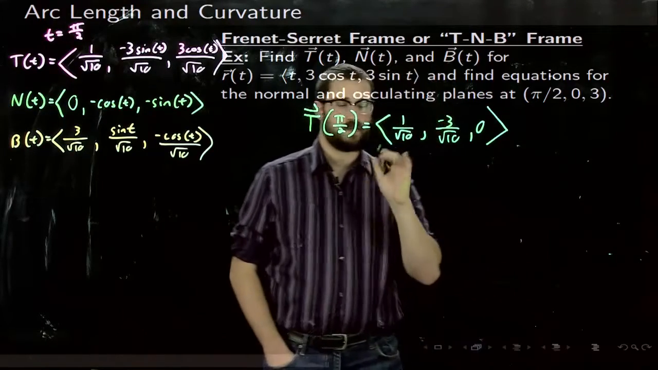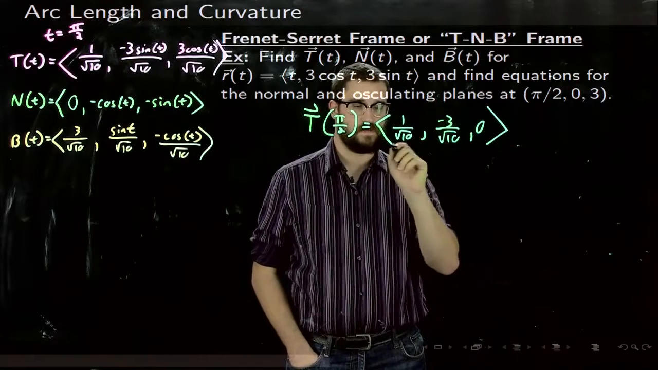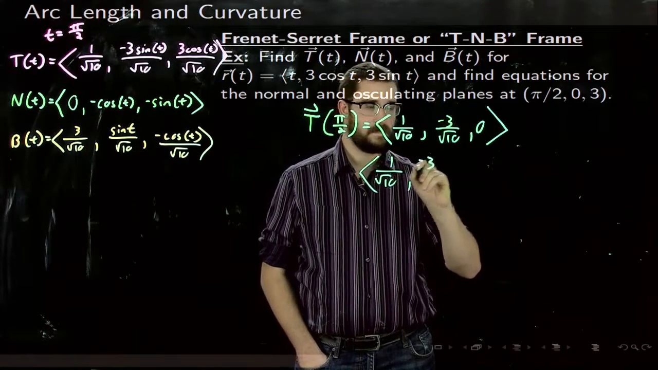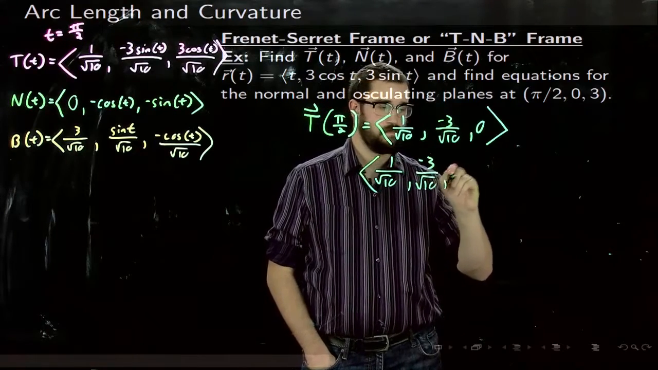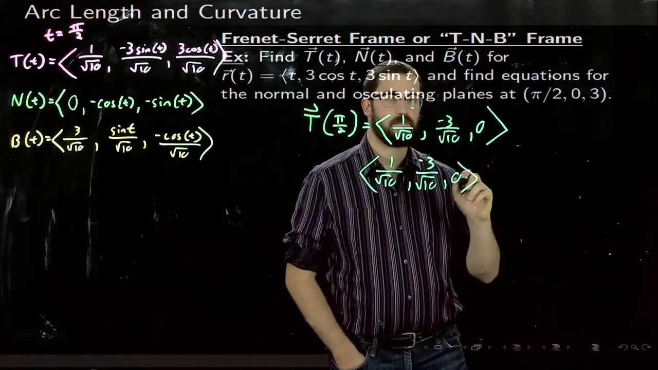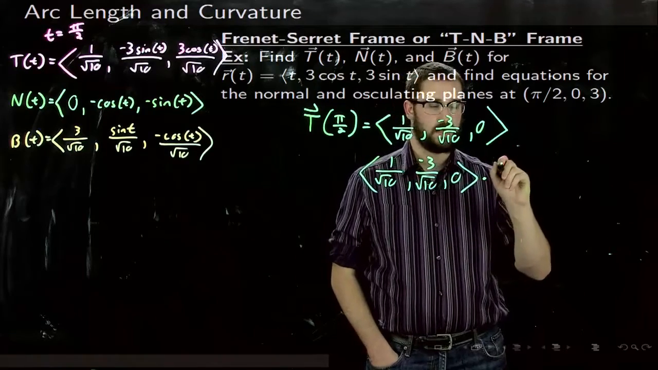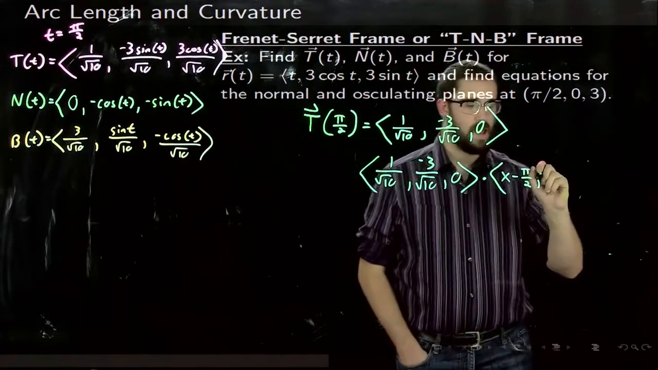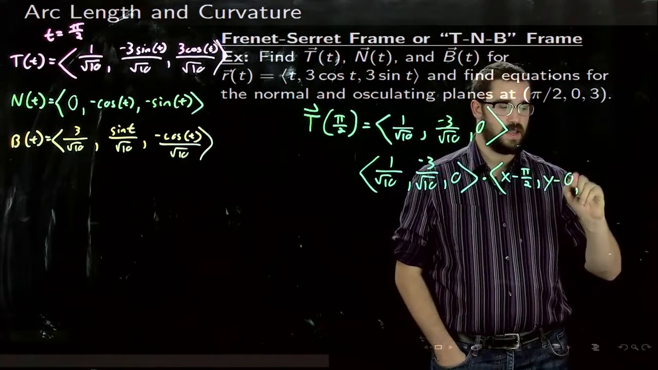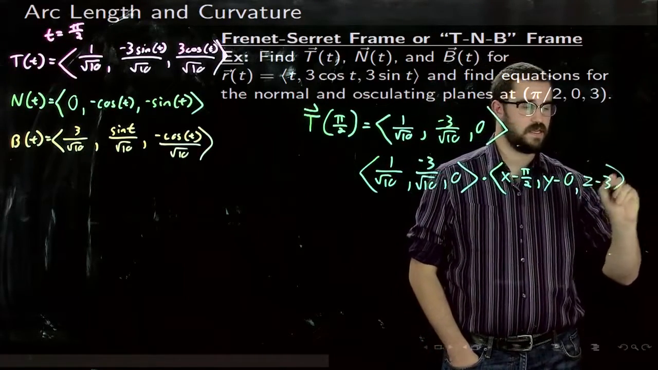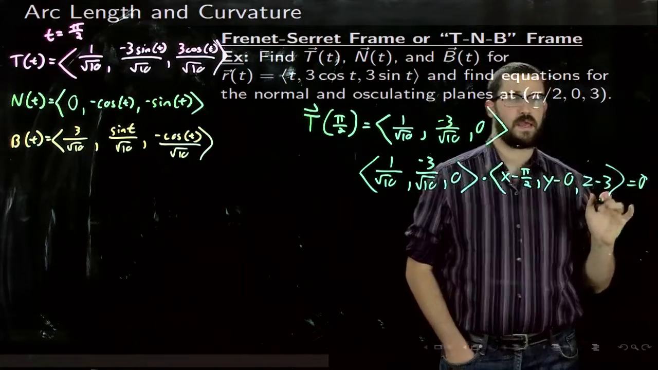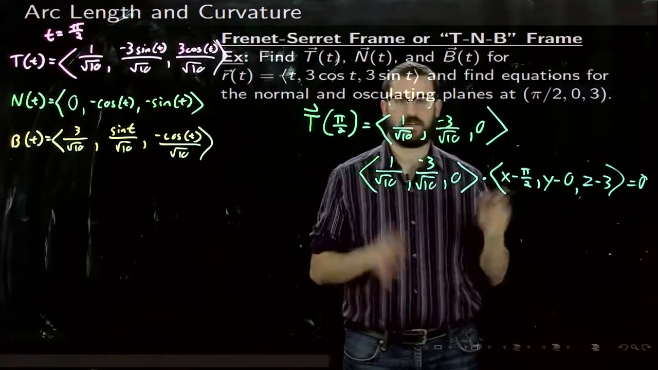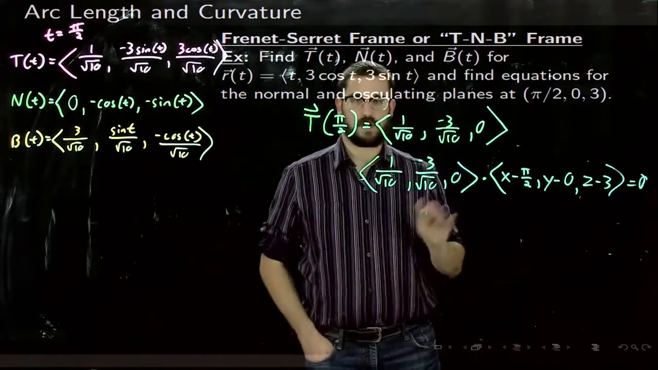And we get that the dot product of this and the point x minus pi over 2, y minus 0, and z minus 3 needs to equal 0. And we could just leave it in this form, or you can make it look all nice, but I'm going to let you do that.